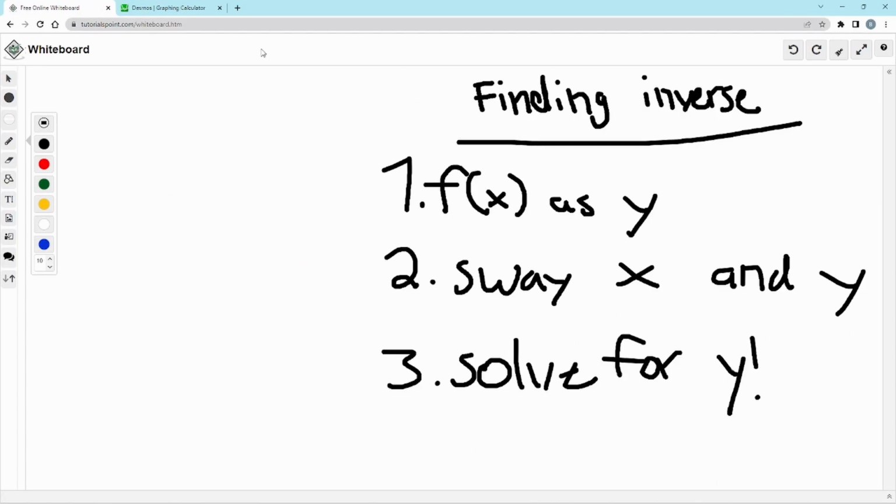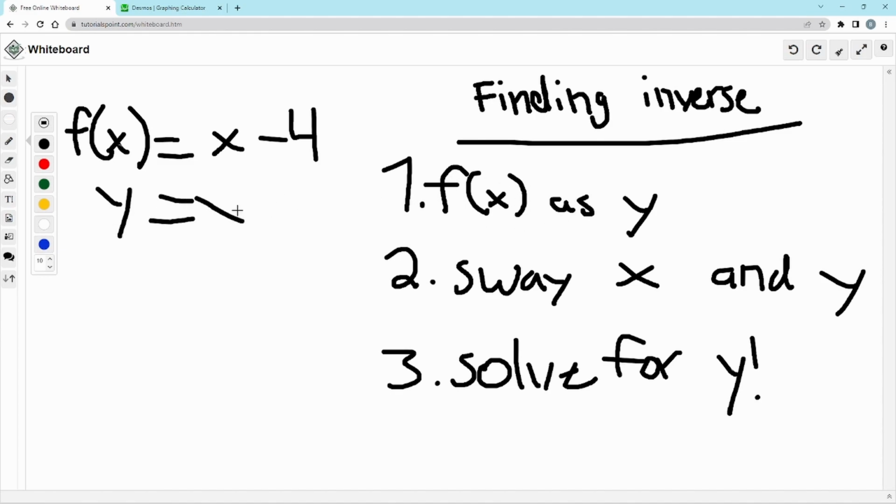Alright, so now we're going to go over how to find the inverse of an equation. So, first step, let's say we have f of x equals x minus 4. So first up, we need to rewrite f of x as y. So it's just a linear equation, y equals x minus 4. And now we're going to swap x and y. So x equals y minus 4.